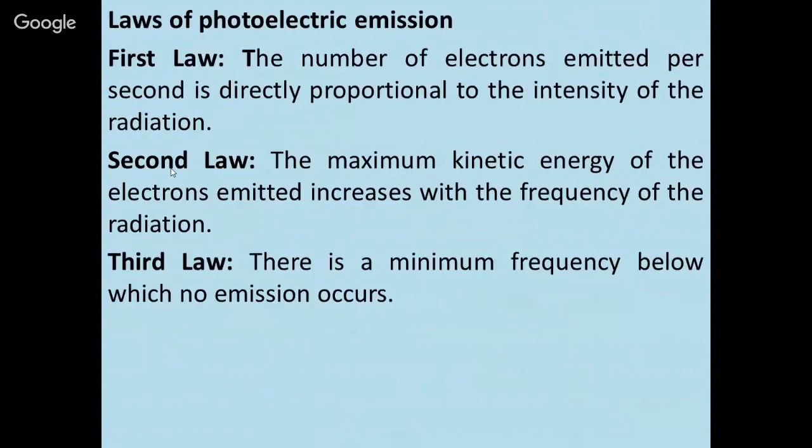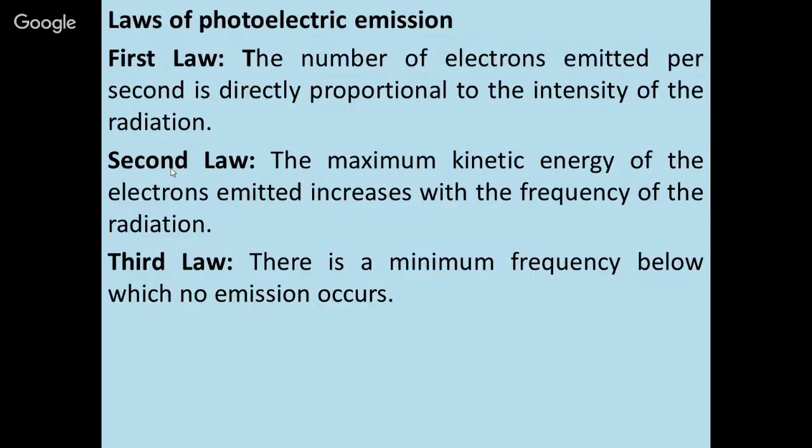How these electrons are emitted and what they depend on is given by the laws of photoelectric emission. We have three laws. The first law is that the number of electrons emitted per second is directly proportional to the intensity of the radiation. For example, in solar power generation, if the radiation of the sun is higher, then I can generate more energy. As the intensity of the radiation is higher, more electrons are emitted. That is the first law.